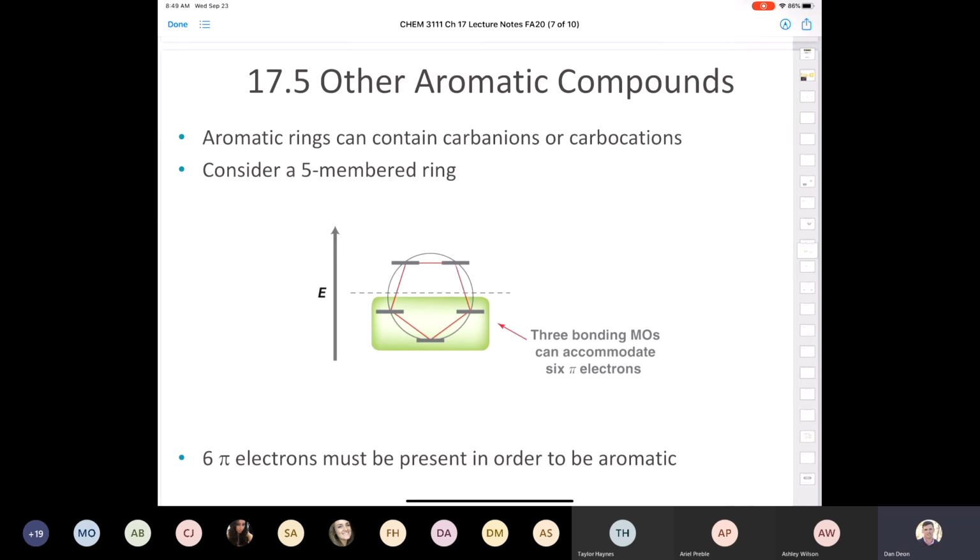So if you have a 5-membered ring, here's a beautiful Frost circle. We've got 3 bonding molecular orbitals, and what can it take on? It can take on a total of 1, 2, 3, 4, 5, 6 pi electrons. So you've got to have 6 pi electrons in there in order for it to be aromatic. Now you might be thinking, how the heck? I can't put 2 pi bonds adjacent like that. That's insane in a ring. So there's got to be another answer. Well, we're going to see what that answer is right now.